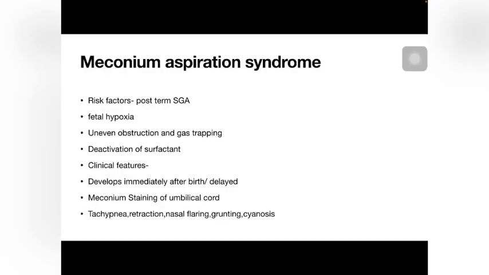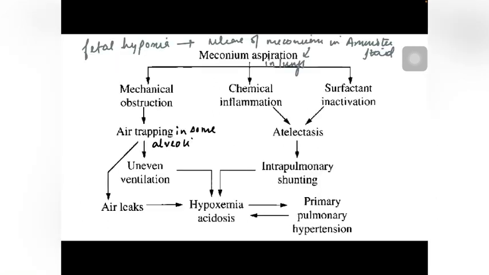Meconium aspiration syndrome. Risk factors: a post-term small for gestational age child having fetal hypoxia. There is uneven obstruction and gas trapping and deactivation of surfactant. Clinical features include meconium staining of the umbilical cord. There is tachypnea, retraction, nasal flaring, grunting, and cyanosis. The symptoms develop immediately after birth or could be delayed.